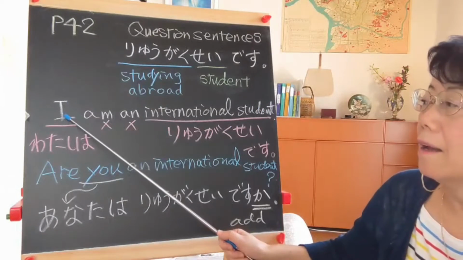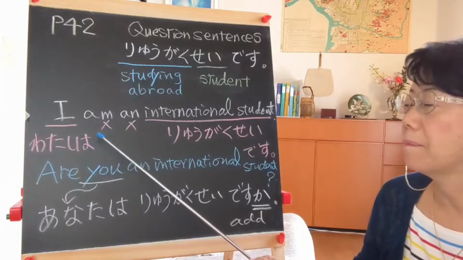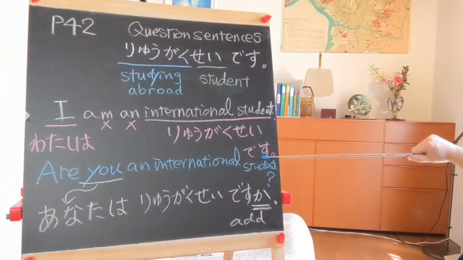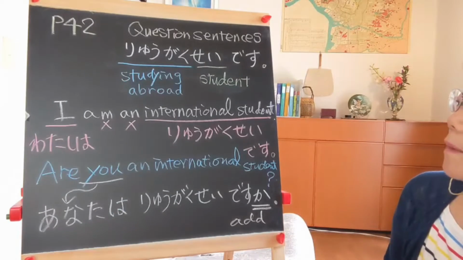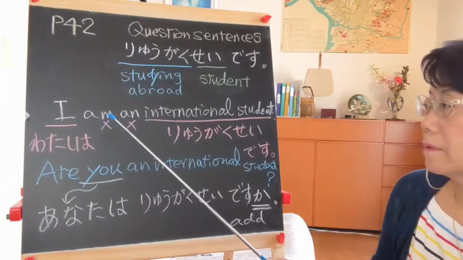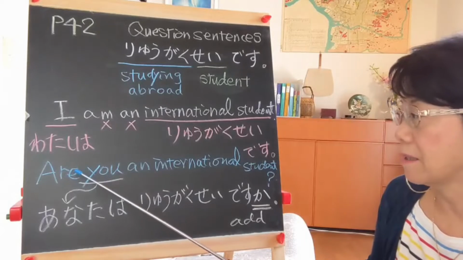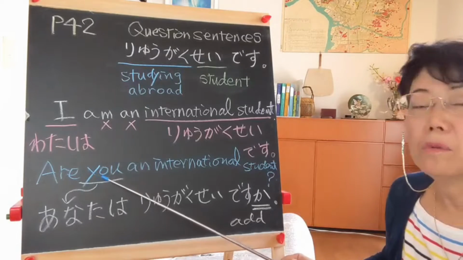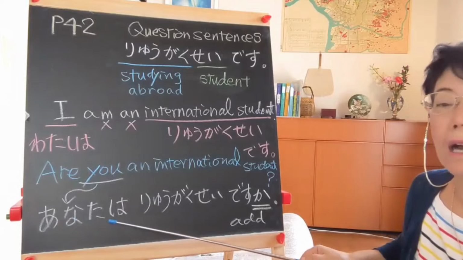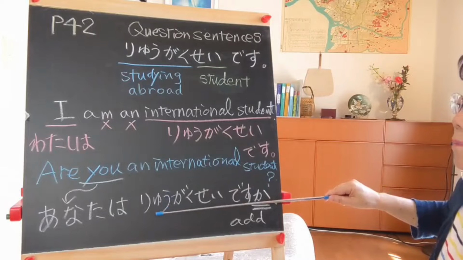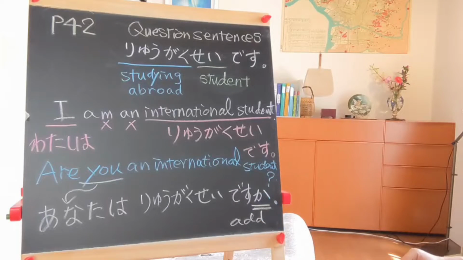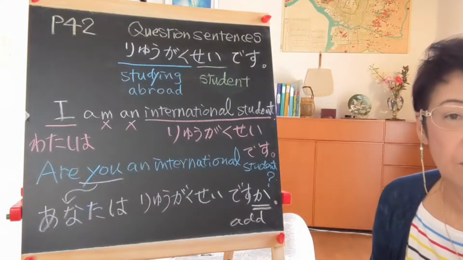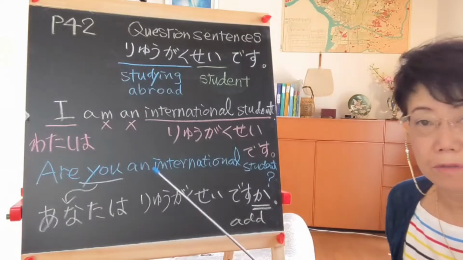Okay, so I is 私は. So 私は留学生です. This is polite ending. Okay, so the next step is questioning sentence. So, are you an international student? So, you is あなたは. So, 留学生ですか. So, only by adding か to the end of the sentence, it means questioning sentence. It means, are you an international student?